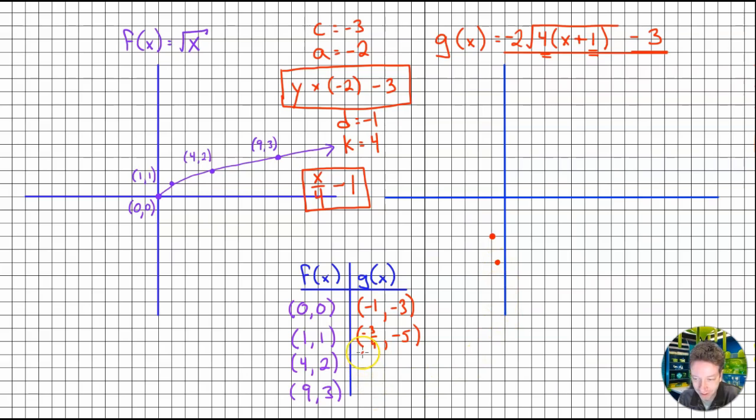All right, let's try the next one. So our x-coordinate is 4, divided by 4, that's 1, subtract 1, that's 0. y-coordinate is 2, times -2, that's -4, subtract 3, -7. So that would be 1, 2, 3, 4, 5, 6, right there.